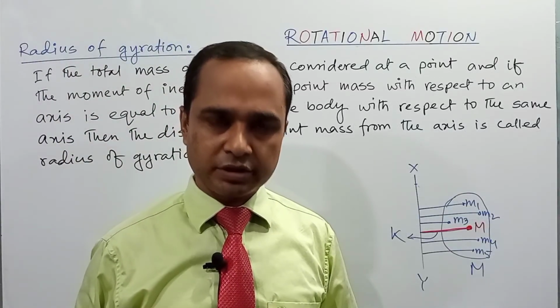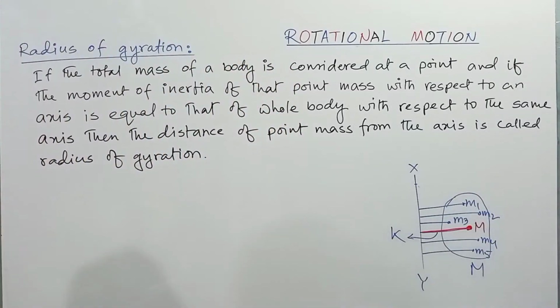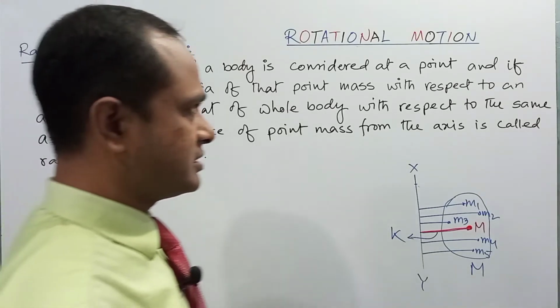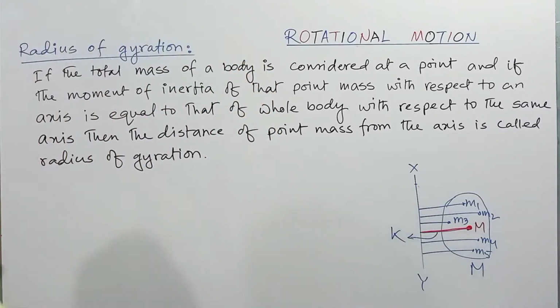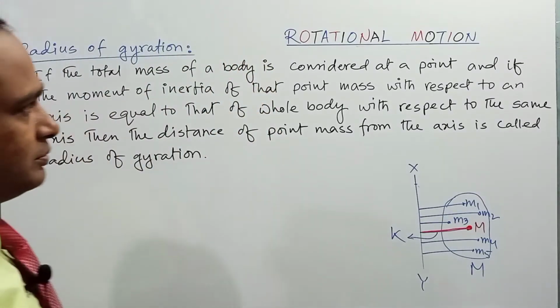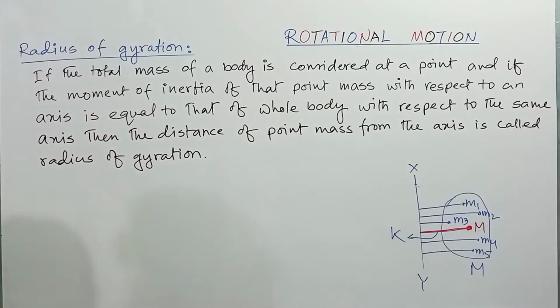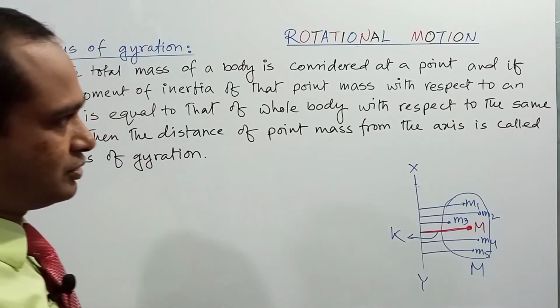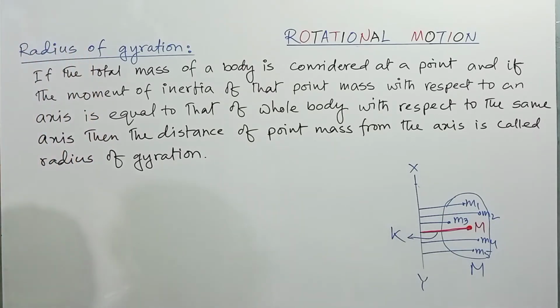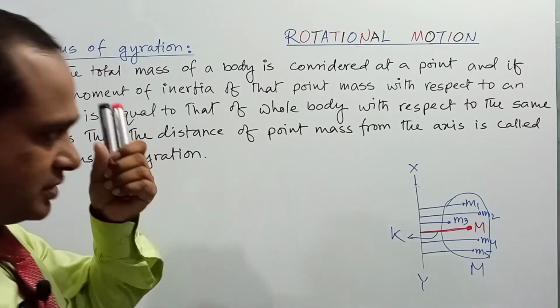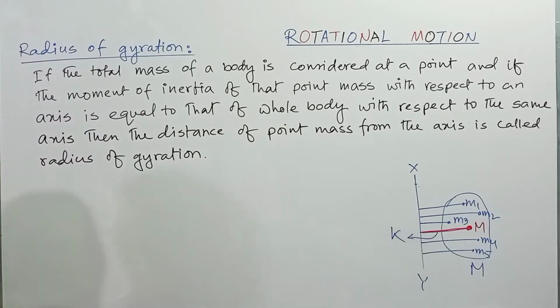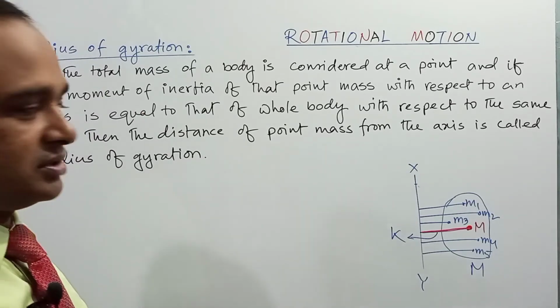Okay, dear student, the radius of gyration can be defined as follows: if the total mass of a body is considered at a point, and if the moment of inertia of that point mass with respect to an axis is equal to that of the whole body with respect to the same axis, then the distance of the point mass from the axis is called the radius of gyration with respect to the axis.